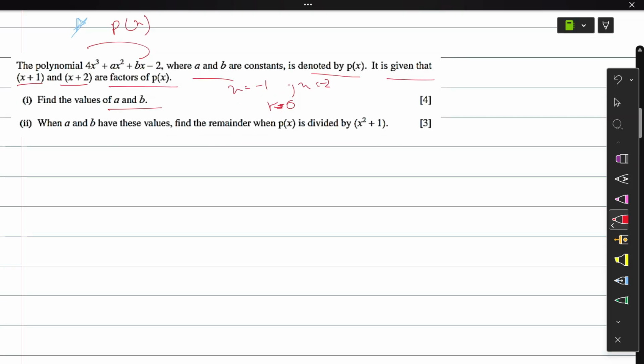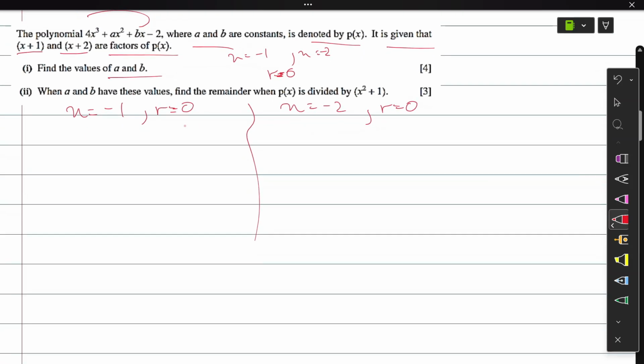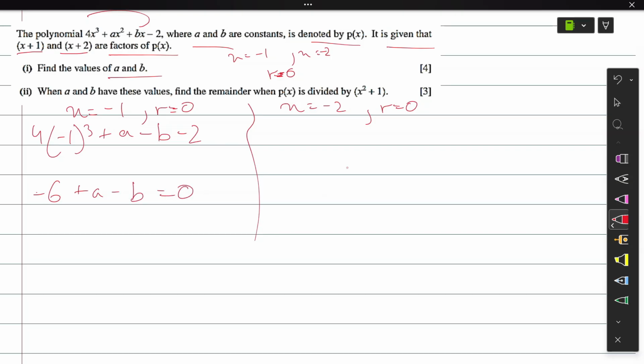Simple. You have two sets of data that can be substituted into your equation. For x equals minus 1, the remainder will be 0. If this is substituted into the equation, your answer must be 0. And x equals minus 2 also gives us 0. Okay, so let's just do the working. 4 into minus 1 cubed plus a minus b minus 2. Simplify that, you get minus 4. I'm in the full mood of saving time, so minus 4 minus 2 is minus 6 plus a minus b. This must be equal to 0.